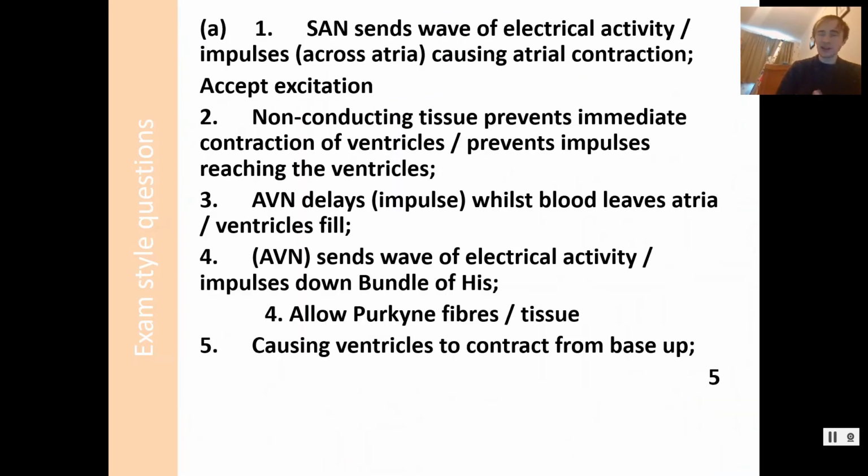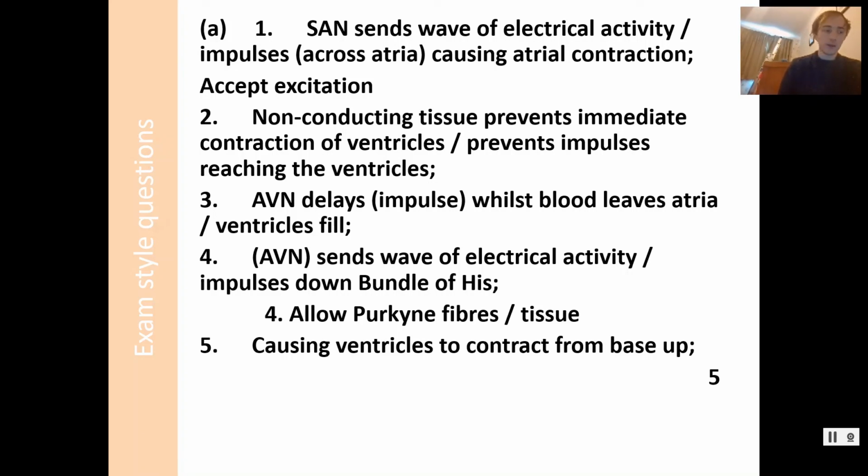So that 5th mark is perhaps one you wouldn't have got. It's not something we touched on very much. It's logical, but not necessarily something I would expect you to get off the top of your head, so apologies for that. That is an important point, though. You should mention it. That's why we have the bundle of His, the bundle branches, and the Purkinje fibers.